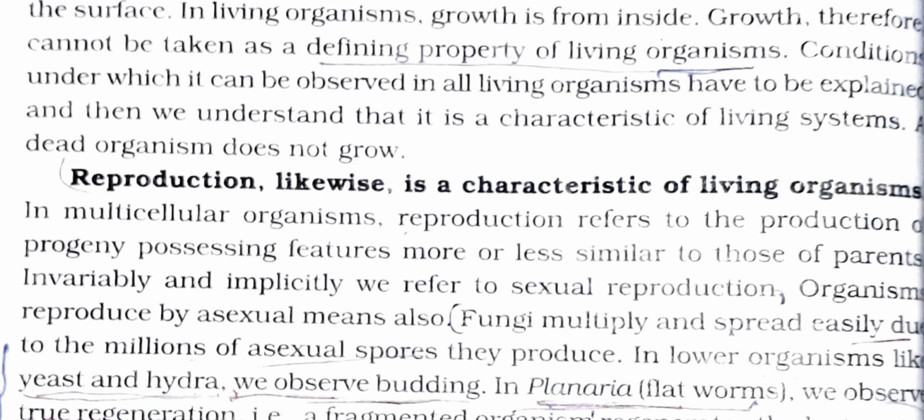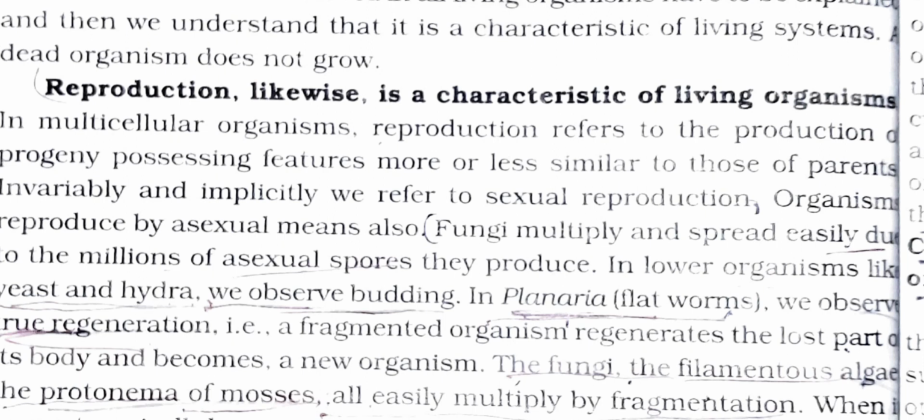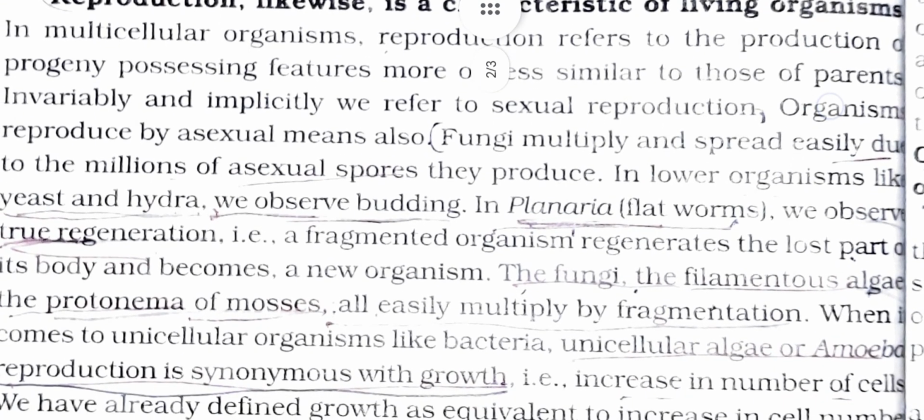But we have growth inside our cell body. Now, reproduction. Reproduction likewise is a characteristic of living organisms. In multicellular organisms, reproduction refers to the production of progeny possessing features more or less similar to those of the parents. Reproduction means production, and again production, repeatedly. That is called reproduction. What is the progeny possessing? It means a progeny is formed from the parent cell, and whatever the parent cell is, the progeny cell is like that, with the same characteristics.